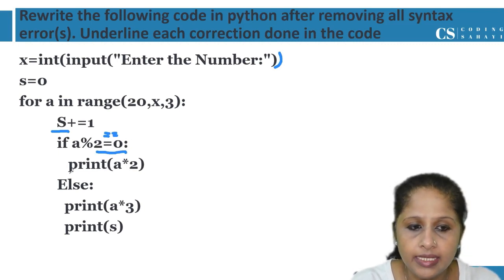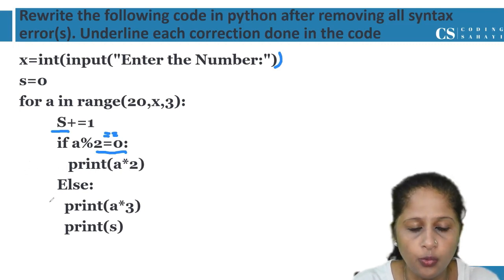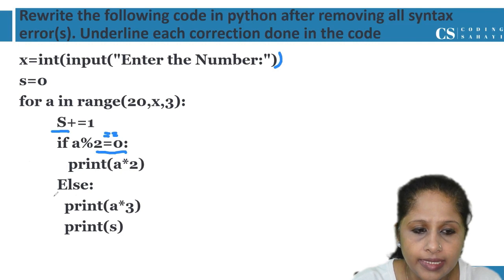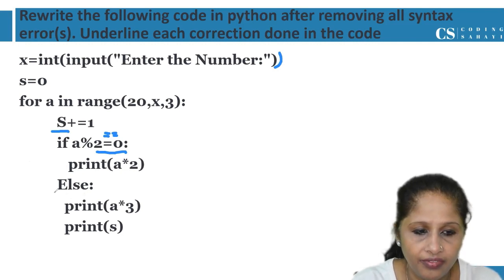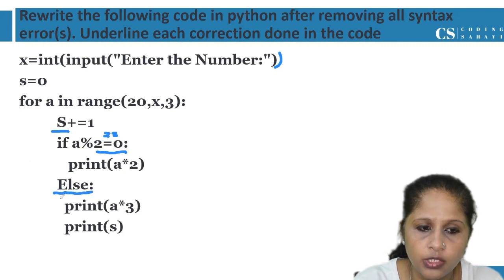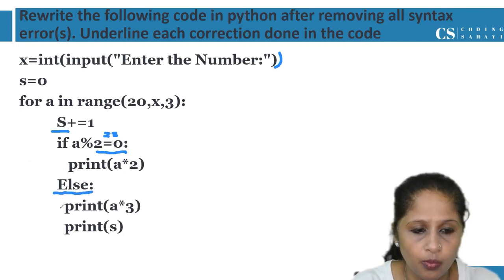Then coming to the next line, is there any problem? No problem. Here it is printing properly and the indentation is also proper. Then coming to the next line, else. Is there any problem? Yes. Here we have capital E. So it is a case sensitive language. It should be given in small letter.